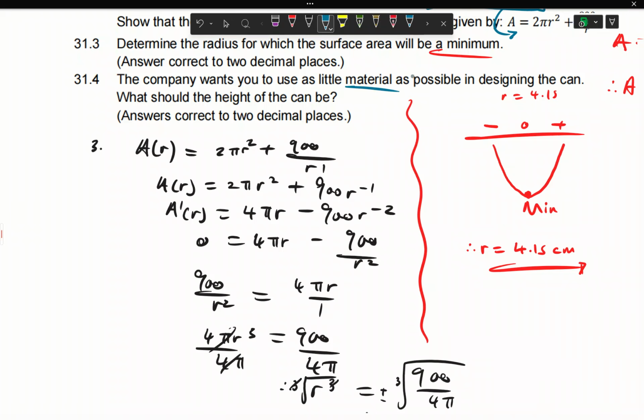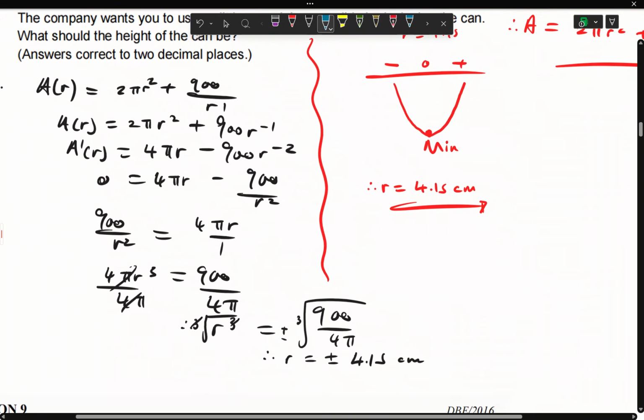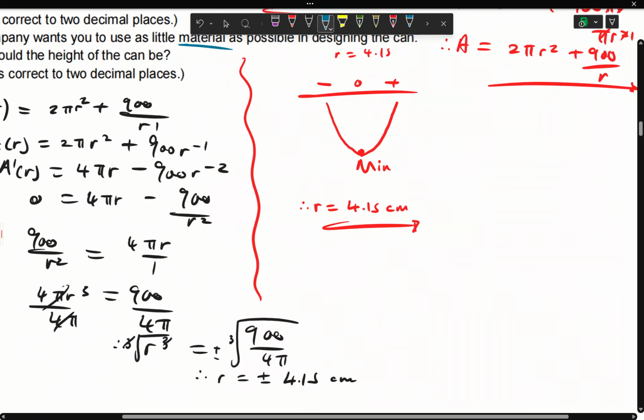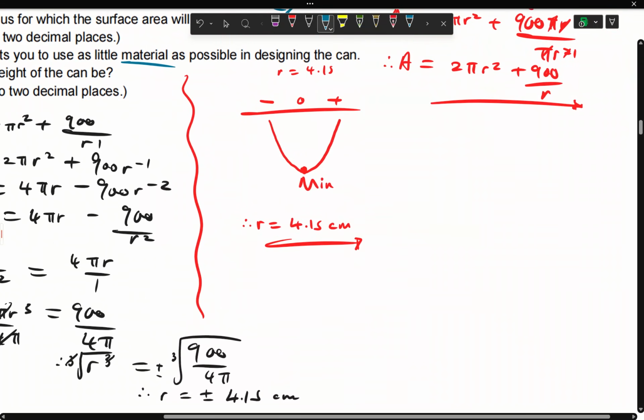We don't want to use so much material. So for designing the can, they ask what the height of the can should be. What should the height of the can be? You're just going to say, okay, your surface area formula is that one. Then, where can I take this? Okay, let me just write it here.